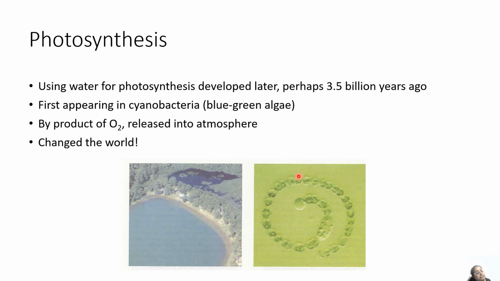Photosynthesis using water developed later, perhaps 3.5 billion years ago, first appearing in cyanobacteria like blue-green algae. The byproduct, O2, released into the atmosphere changed the world.